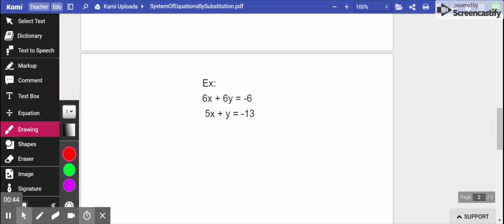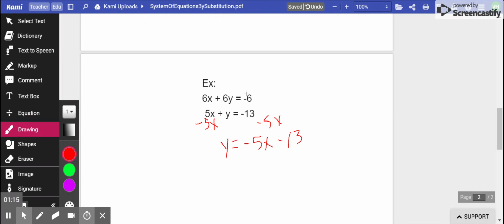Here's an example we have for substitution. As you can see, we don't have any variables that are all by itself. However, the second line has a y that doesn't have a coefficient. So I'm going to move the x term, the 5x, to the other side, which means the second equation is now y equals negative 5x minus 13.